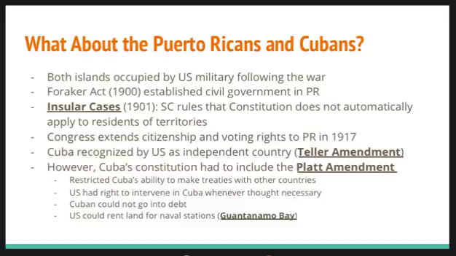And the United States could rent land from Cuba for naval stations. And in fact, we still have a naval station in Cuba, Guantanamo Bay, or you may have heard it called Gitmo. There's a prison there on the military base where we actually keep prisoners who've been accused of terrorism against the United States.